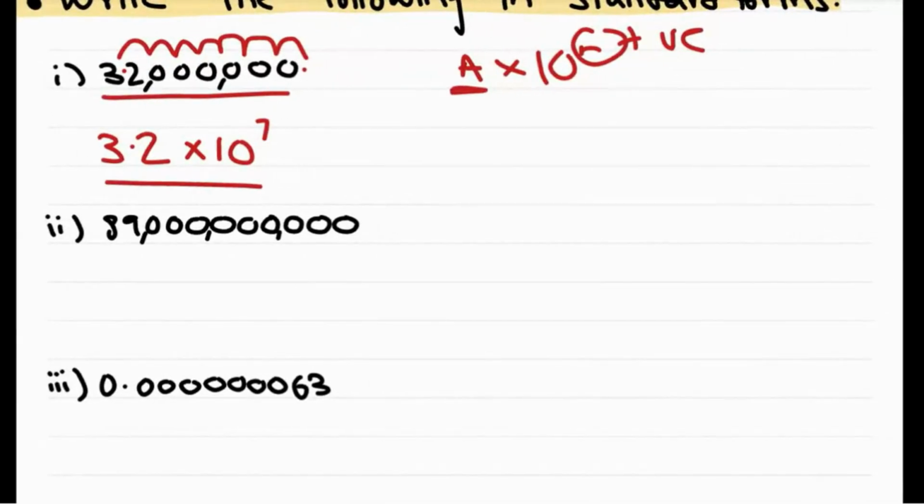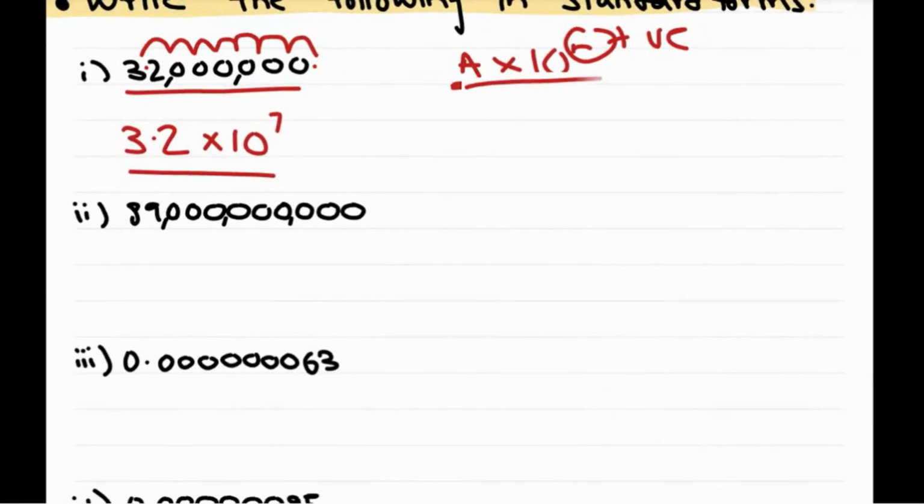Now the next question is also a larger number, so we're going to do the same thing, that the power should be a positive number. So right now the decimal is over here, we're going to move it towards the left, 1, 2, 3, 4, 5, 6, 7, 8, 9, 10, right? So now we have 8.9. So we moved it 10 times towards the left, so it's going to be 10 to the power 10.